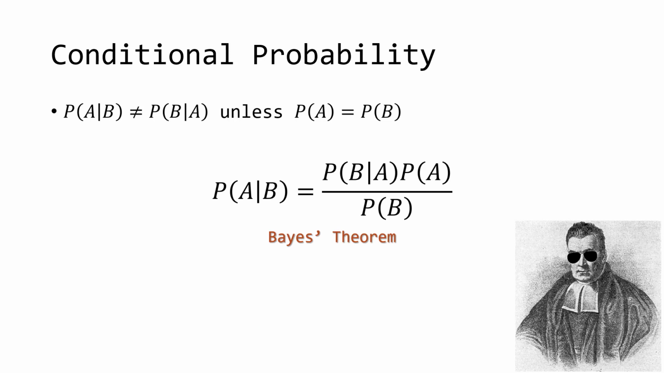It is important to note that conditional probability is not reversible. The probability of A given B is not equal to the probability of B given A unless the probabilities of A and B are equal. This is due to Bayes' theorem, which lets us do two important things. One is to reverse conditional probability, and two is to update our beliefs with information.